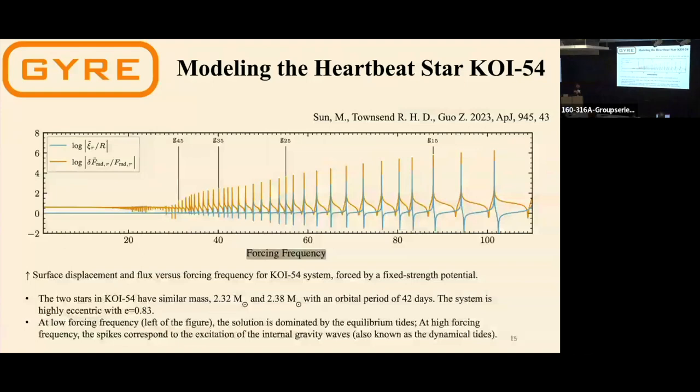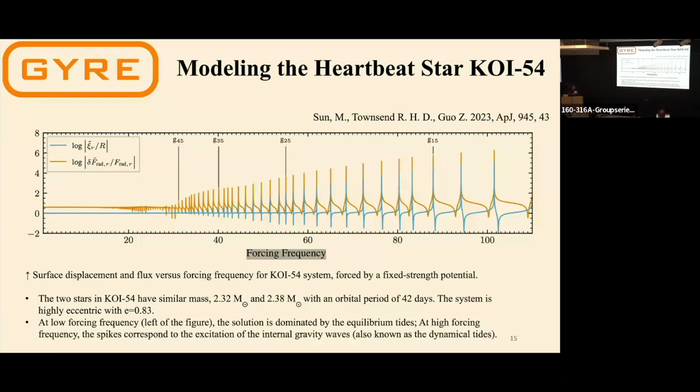One functionality of GYRE-tides I would like to show here is that it can be used to study the tidal response when, let's say, we force the star at different frequencies. So here we study a very typical heartbeat system called KOI-54.